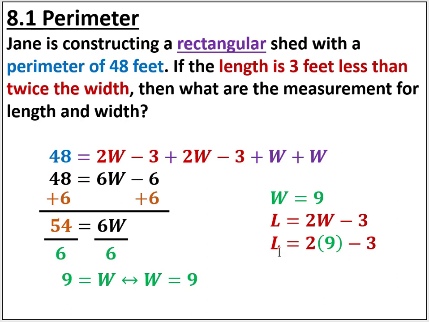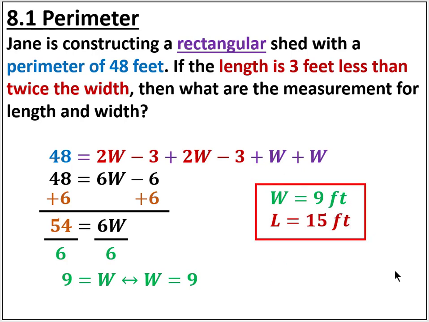So here I substitute W with 9. Now I have length equals 2 times 9 minus 3. Following the order of operations, I'm going to do 2 times 9 first, which will be 18, and then I bring down the minus 3. So now I have length equals 18 minus 3. Then I'm going to solve that. That's going to be length equals 15. So we have width, which is 9, and length, which is 15. So our final answer will be width equals 9 feet, length equals 15 feet.